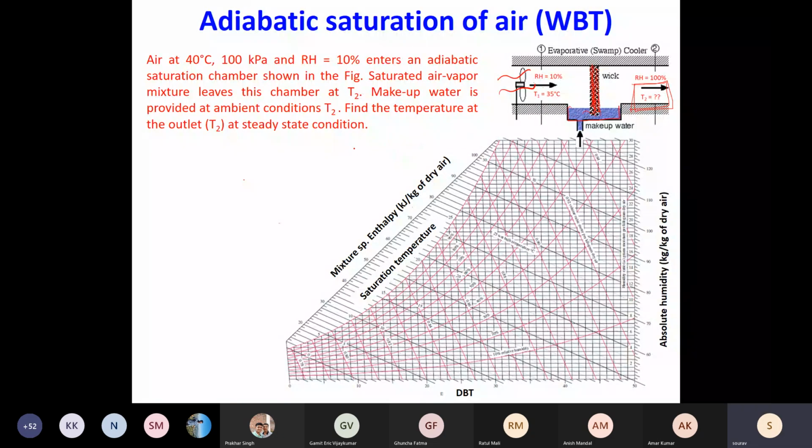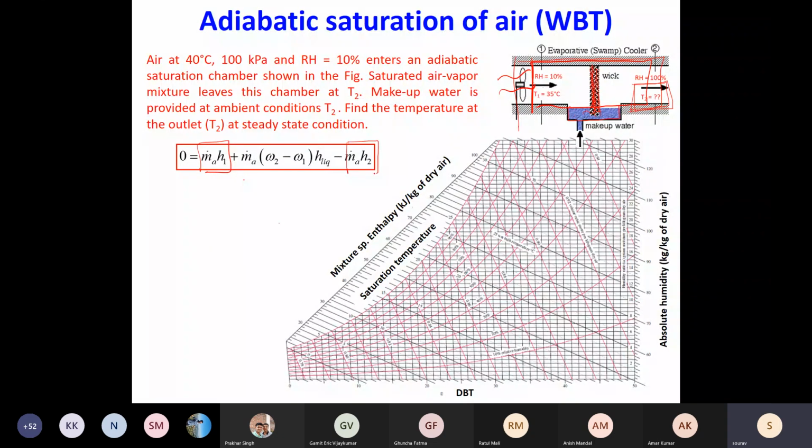Okay. So if I write the first law, assuming that the fan work is negligible here, let me draw the control volume in this manner. So this is the incoming enthalpy. This is the outgoing enthalpy of air. So m_a dot, again the dry air mass flow rate, times the specific enthalpy. This is the outgoing m_a dot into h2. Plus you have some enthalpy of this makeup water.